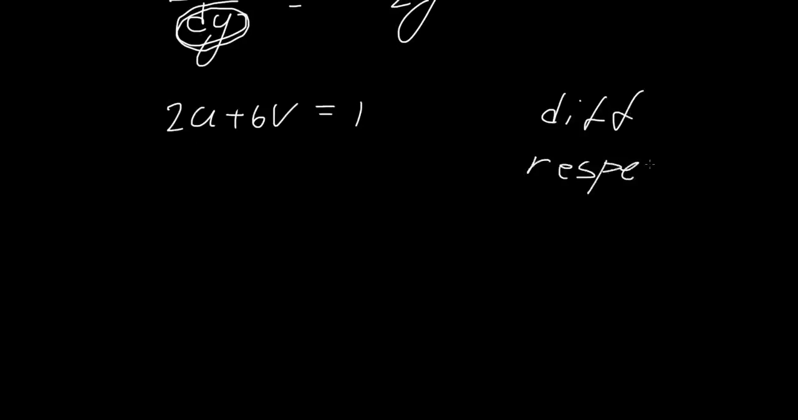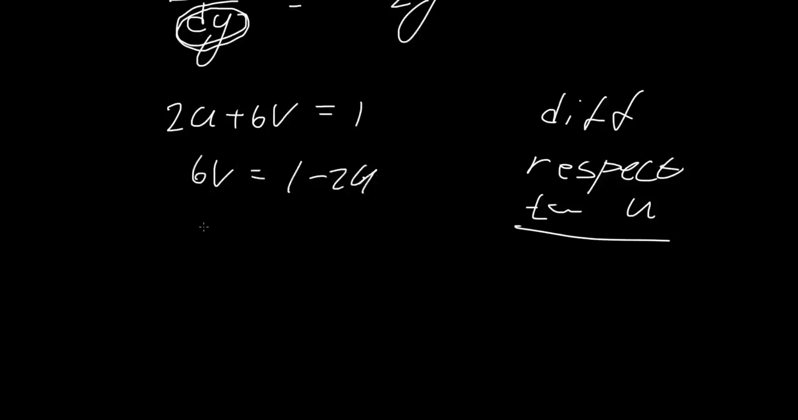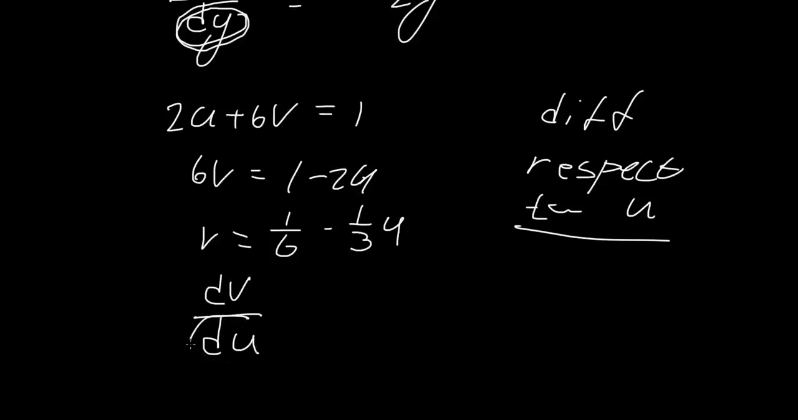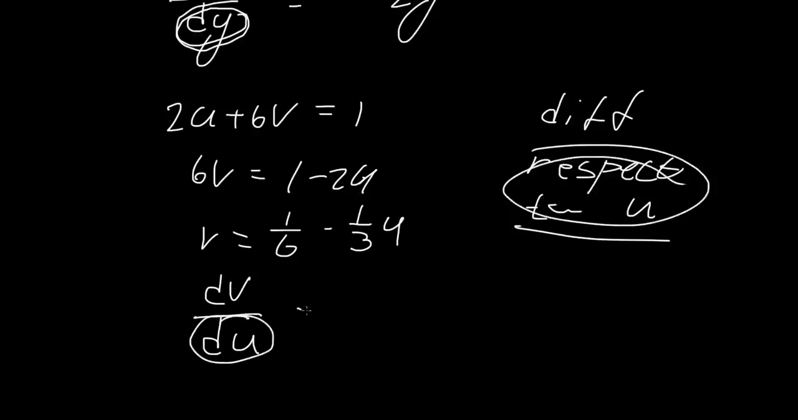Similarly, if you had 2u plus 6v equals 1, and they say differentiate with respect to u, then we put u on our right hand side, so we have 6v equals 1 minus 2u, v equals 1 over 6 minus 1 over 3 u, and then dv by du, u is at the bottom because we're differentiating with respect to u, equals minus 1 over 3.